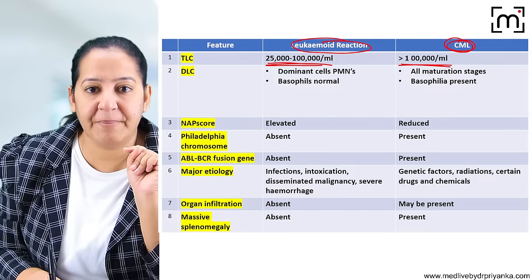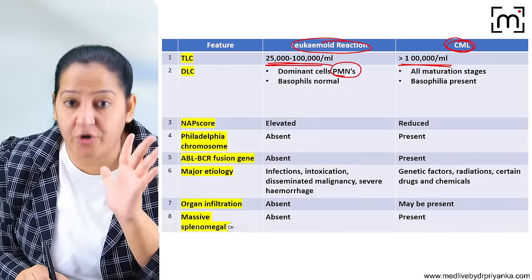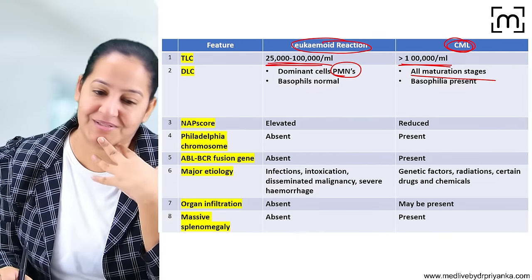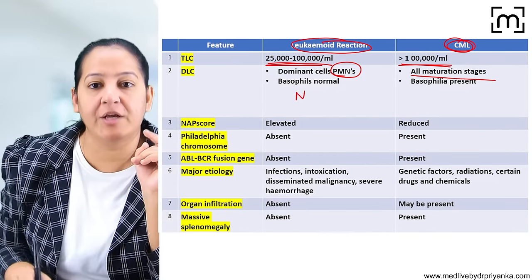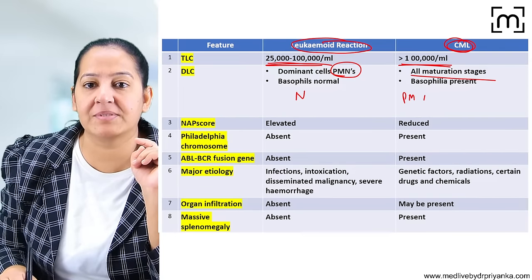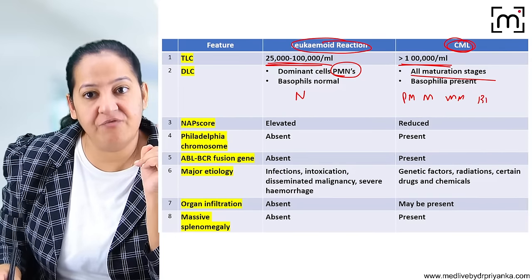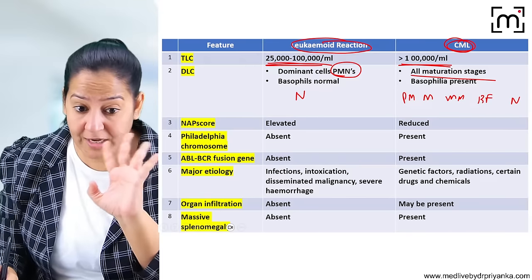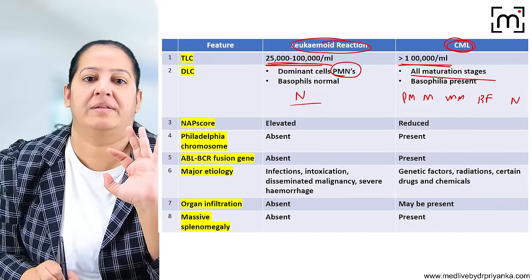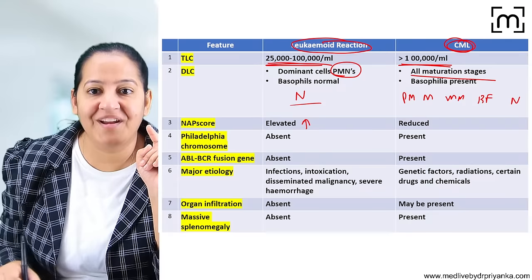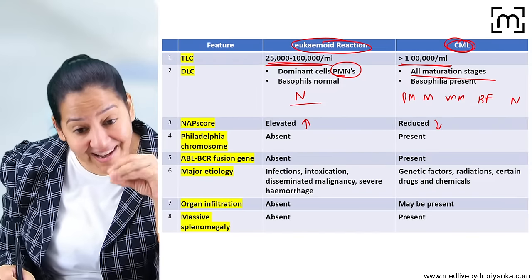Here, you will get predominantly neutrophils, the mature neutrophils. Here, you will get all mature stages. Here, you get only neutrophil. Here, you will get promyelocyte, myelocyte, metamyelocyte, band form, along with neutrophil. Not only neutrophil. Here, basically, you will get neutrophil. Okay, here the NAP score is more, here the NAP score is less, because the NAP score will highlight the neutrophil.